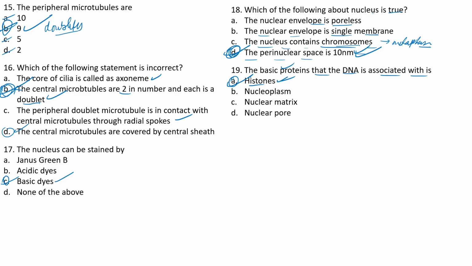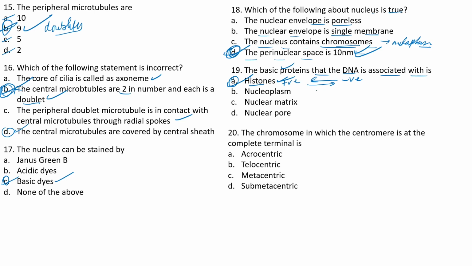Okay, the principle is simple. Because DNA is negatively charged and histones are positively charged, both of them can mutually attract, and the binding between the DNA and the histones is strong. That is the principle behind the association of DNA with the histones. Let us look into the next question. The chromosome in which the centromere is completely terminal is acrocentric, telocentric, metacentric, submetacentric. The answer is telocentric. At the complete end, if you find the centromere, then it is telocentric. Acrocentric is somewhat near to the terminal, but not completely terminal.